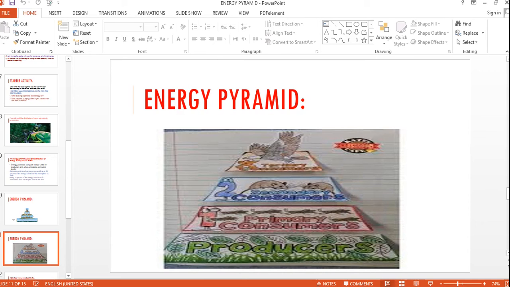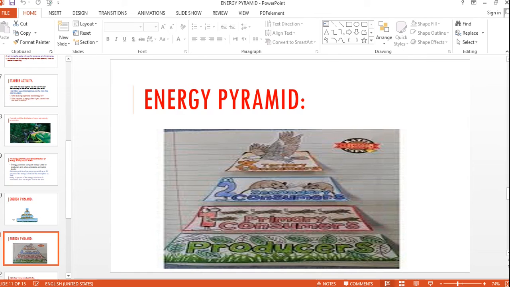Then secondary consumers, when they eat primary consumers, again 90% of the energy will be lost. So only 100 kilocalories of energy will be transferred into their body. And then when the top carnivore or tertiary consumers eat secondary consumers, again only 10% of the energy will get transferred. So the amount of available energy will be only 10 kilocalories for the top carnivore or the tertiary consumer.